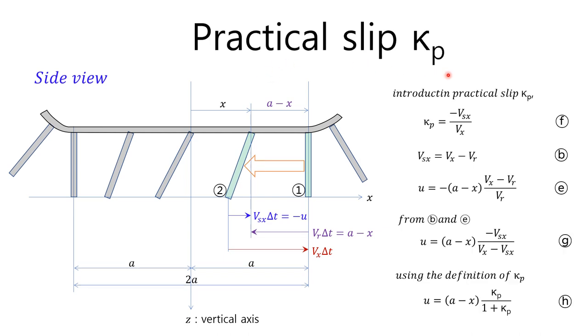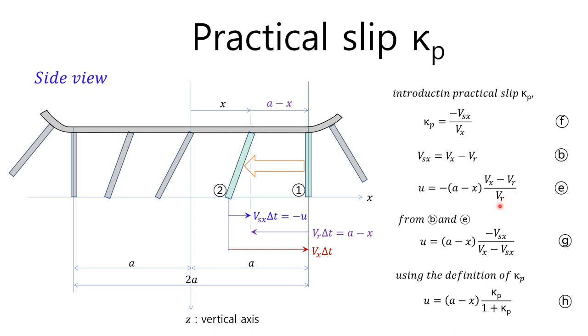kappa p. The practical slip kappa p is defined as the equation F. Using that definition and the equation B obtained earlier, the amount of deformation U can be expressed in terms of the practical slip kappa p. I will show you how we can do this.